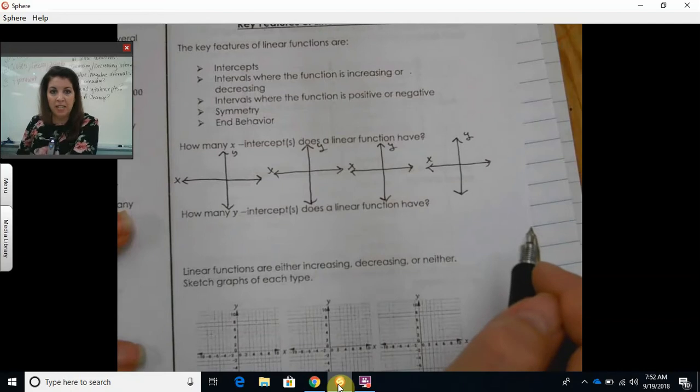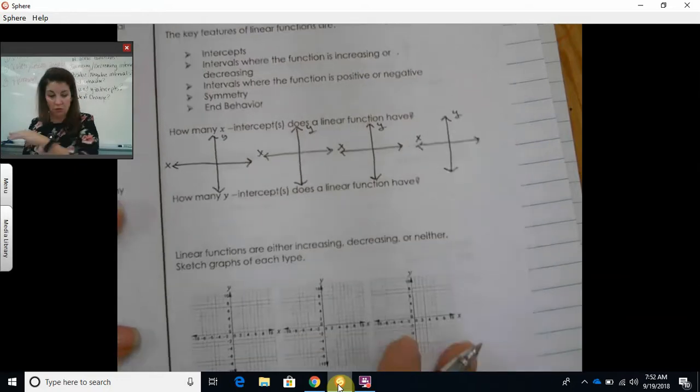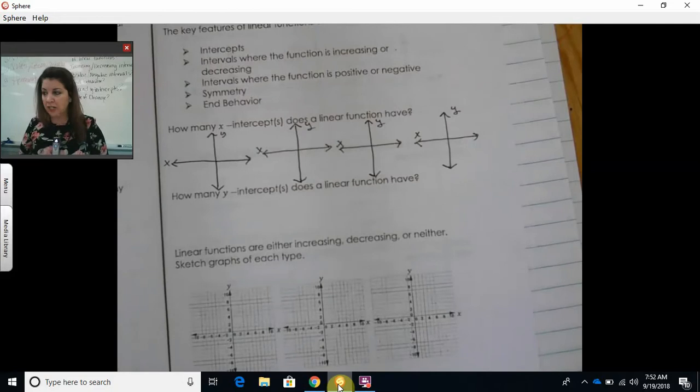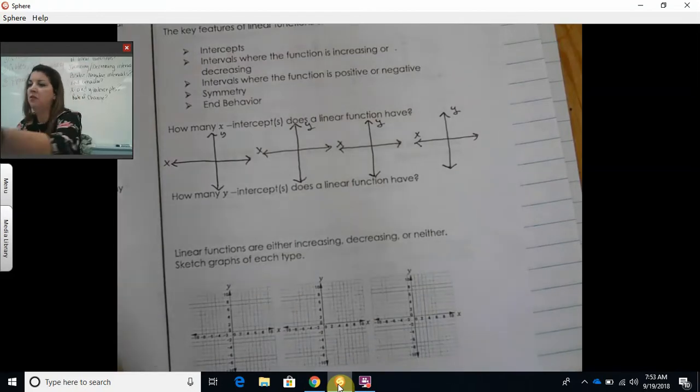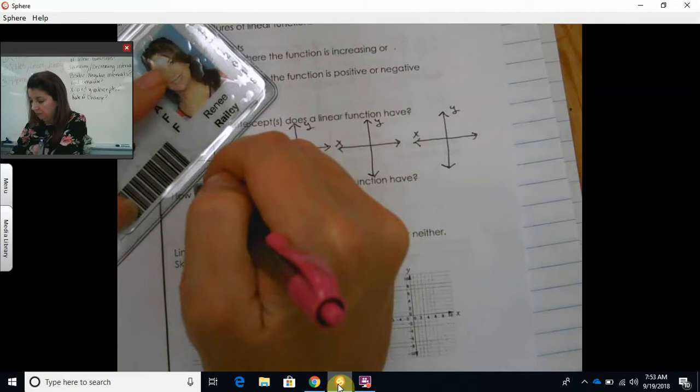The question says, how many x-intercepts does a linear function have? Okay, we know a linear function makes a line, right? So my first example, I'm just going to draw a random line, and I'm not going to put numbers on my line. It's just going to be a random line. Just have yours look similar to mine, okay? And if you don't have a ruler handy, of course everyone has their ID on, so you can just use the edge of your ID.